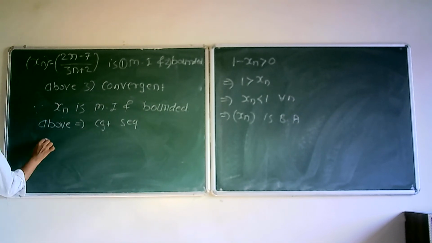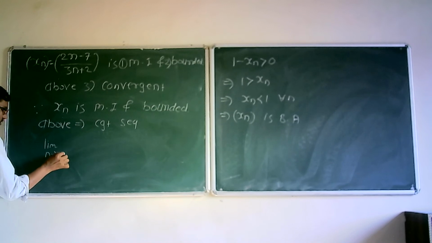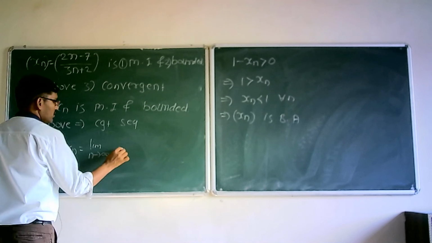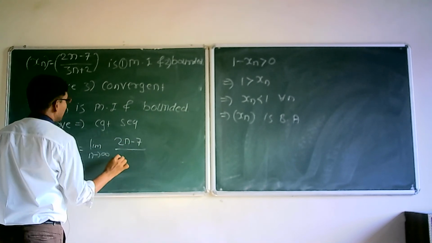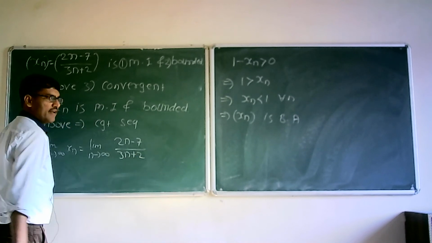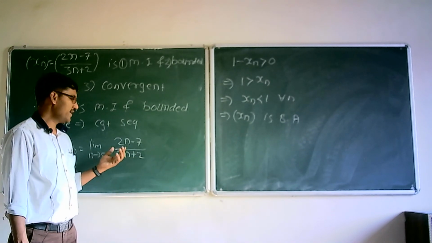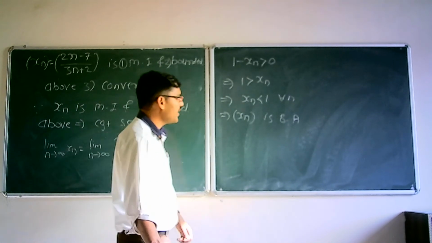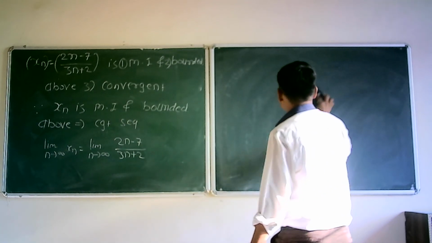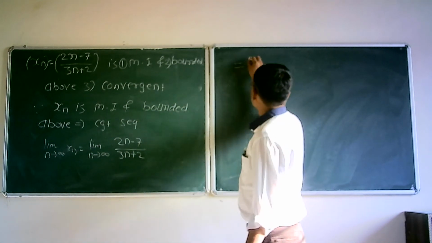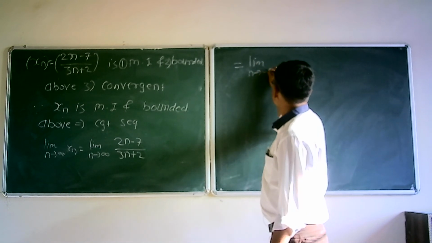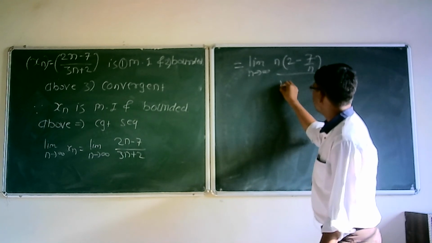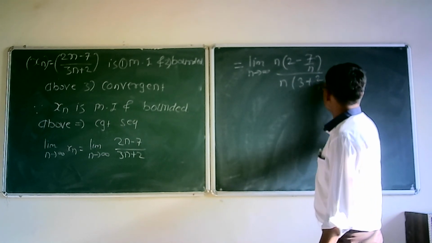And what is its limit? Limit n tends to infinity xn is equal to limit n tends to infinity twice n minus 7 divided by thrice n plus 2. What is the largest power of n in the numerator? 1. So take it outside. Also in the denominator, what is the largest power of n? It is 1. So take it outside. If you take n outside from the numerator and denominator, it is equal to limit n tends to infinity n inside the bracket 2 minus 7 by n divided by n inside the bracket 3 plus 2 by n.